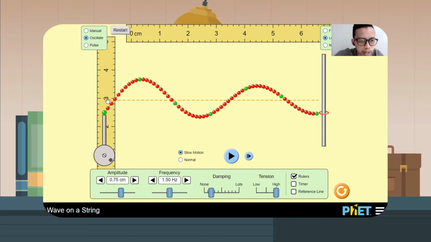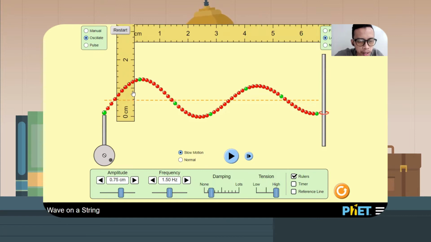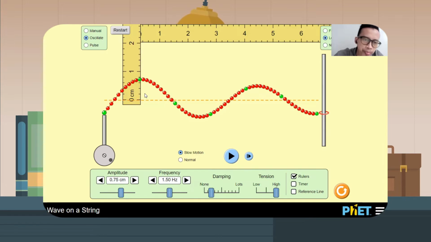We can use this vertical ruler. Therefore, for the green ball, you see the displacement is around until this one, and then divided into how many divisions? 1, 2, 3, 4, 5, so 5 divisions. Each division is 0.2 centimeter. So the displacement of this green ball is about 0.8 centimeter. That's the displacement.